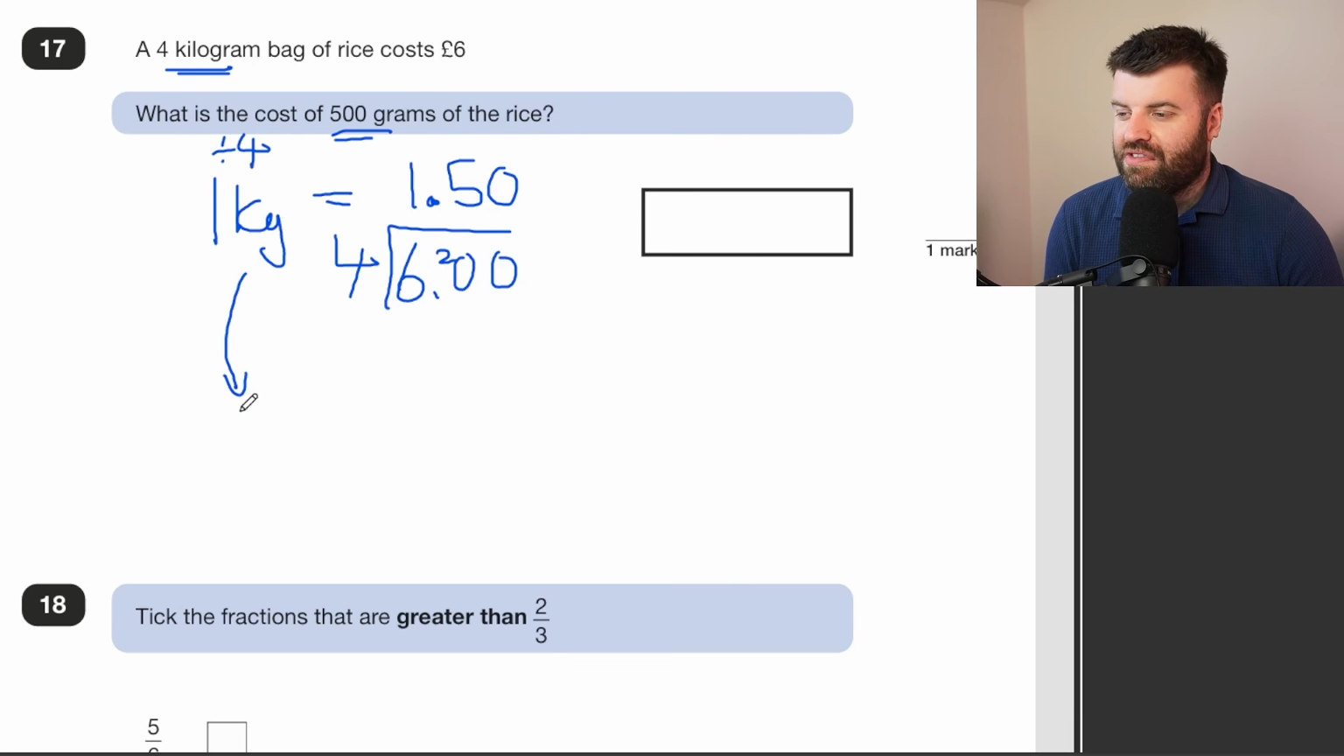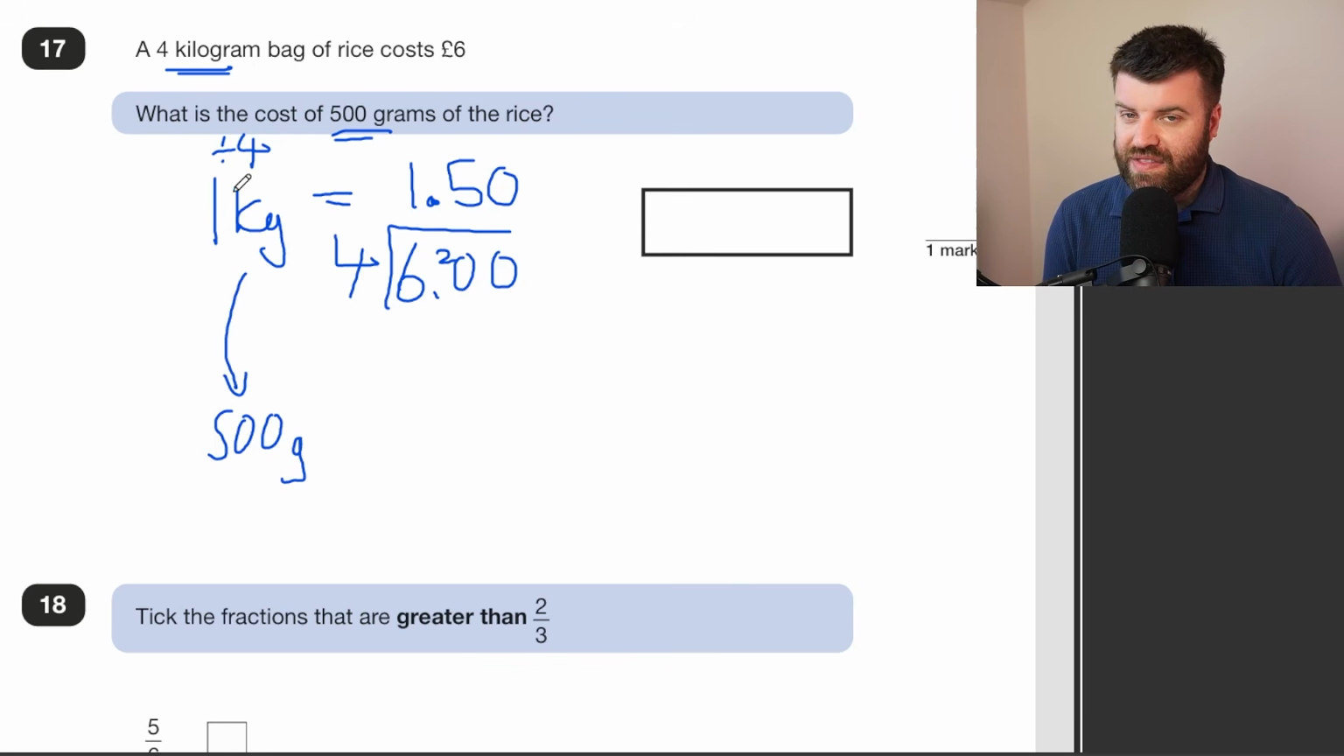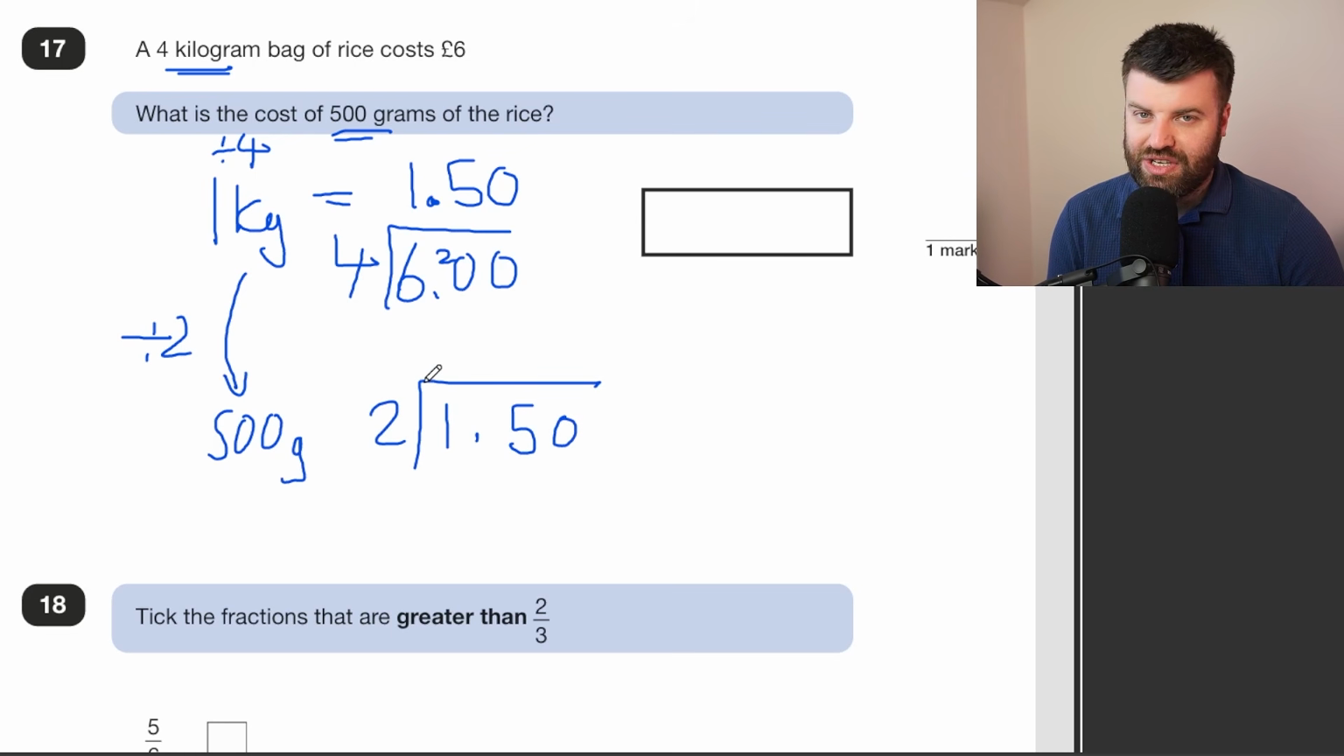But I want 500 grams. Again, it's about knowing that 1 kilogram is 1,000 grams. So how do I get from 1,000 to 500? I divide it by 2. So I'm going to take my £1.50 for a kilogram and divide that by 2 to get how much it would cost for 500 grams of the rice. 2s into 1 don't go, decimal in. 2s into 15, 7 times with 1 left over. 2s into 10, 5 times. It is 75p. Well done if you followed that one there.